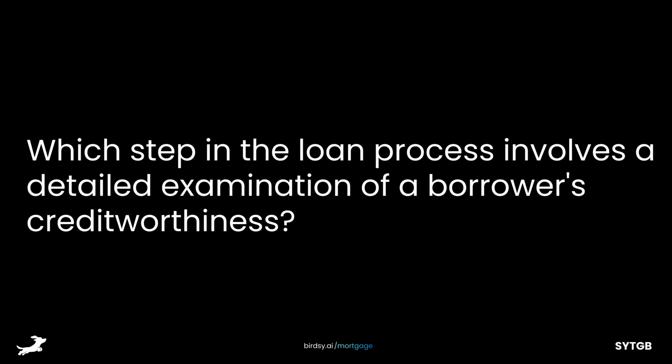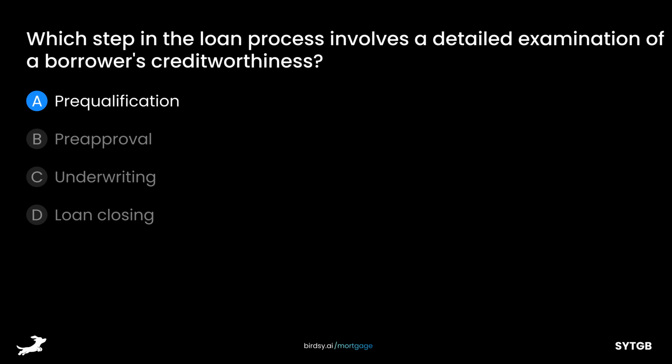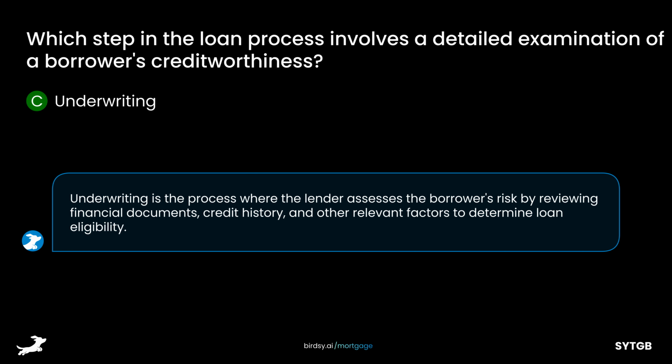Which step in the loan process involves a detailed examination of a borrower's creditworthiness? Is it A, prequalification, B, preapproval, C, underwriting, or D, loan closing? The answer is C, underwriting. Underwriting is the process where the lender assesses the borrower's risk by reviewing financial documents, credit history, and other relevant factors to determine loan eligibility.